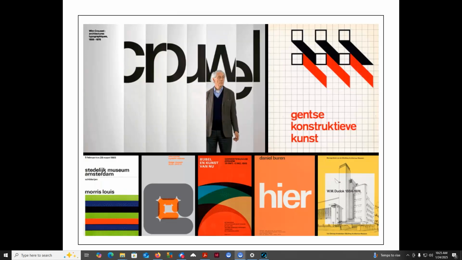Wim Crouwel actually used the grid literally in a lot of his work, such as right here, where you can see he used a little grid to create his designs. But a lot of times he would use the grid in different ways and different fashions.